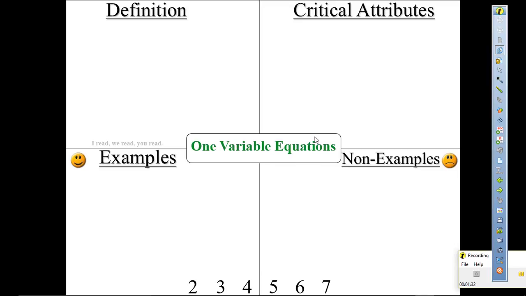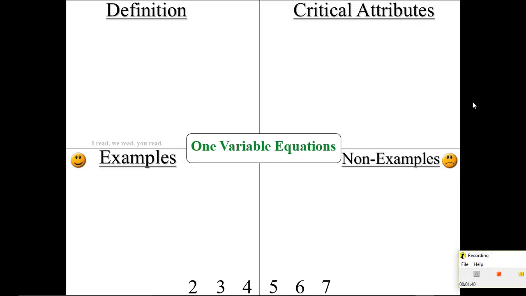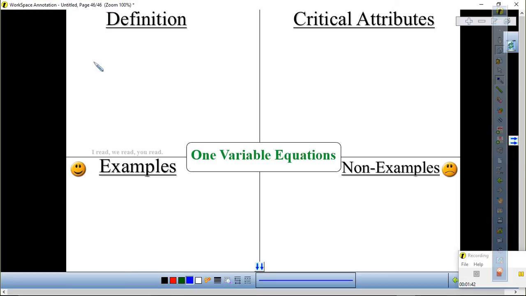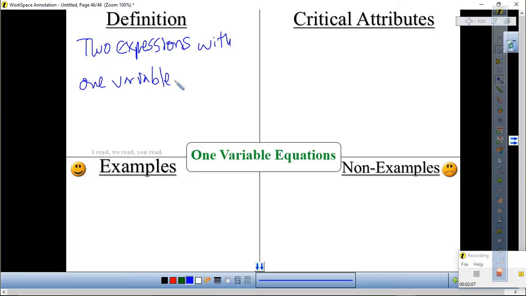Okay. I need a volunteer for the definition. Sebastian. Two expressions. Instead of the word with, what would you replace that with so we know that it's a one variable equation? So you said 2 expressions with one variable. Okay, so far so good. But what would we replace this word with so that we know it's a one variable equation?